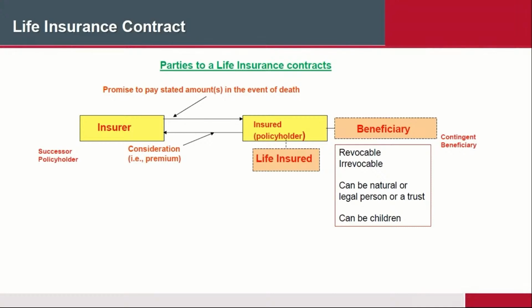Okay, and then of course you have the beneficiary. The beneficiary is of course the person who receives the money. And we always advise you to have a contingent beneficiary. In other words, a secondary beneficiary, because in the event that you pass away and the beneficiary also passed away at the same time that you did, in other words, there is no beneficiary.